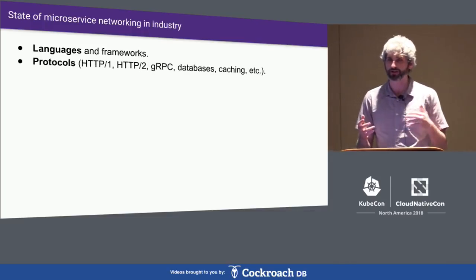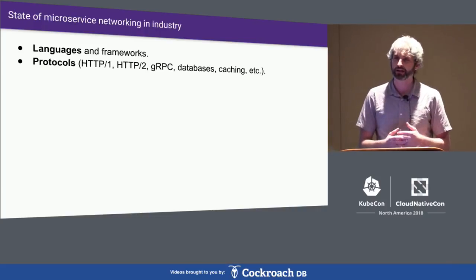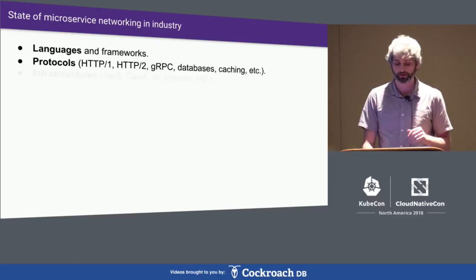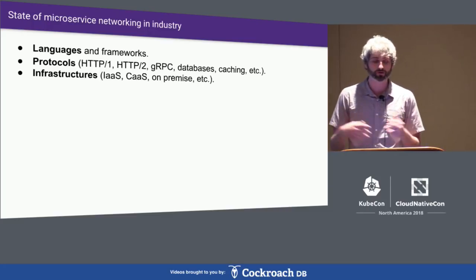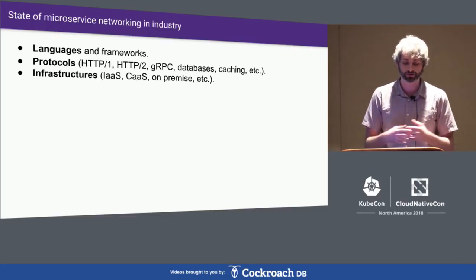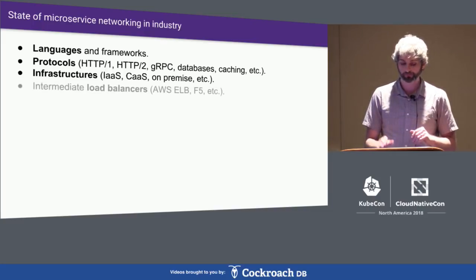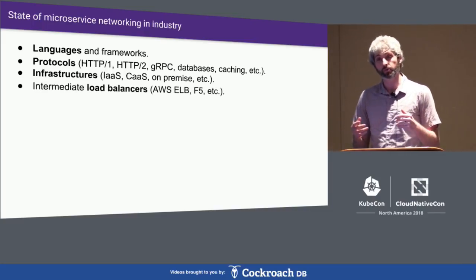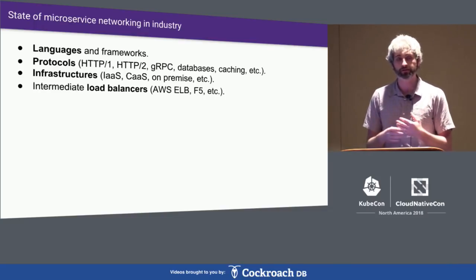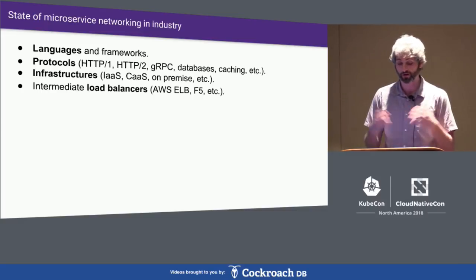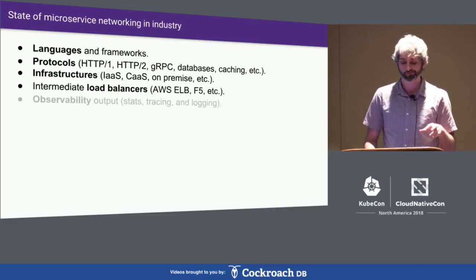Lots of different protocols. We have HTTP1, HTTP2, gRPC. We have different databases, different caching, so people are building their applications in different ways. Lots of different infrastructure. We've gone through on-prem to virtual infrastructure to containers as a service. Obviously, we now have functions, lots of different ways that people are building things. Different load balancers. So we've gone from hardware load balancers to virtual load balancers from cloud providers to software load balancers. So lots of different ways that people are doing networking between services.